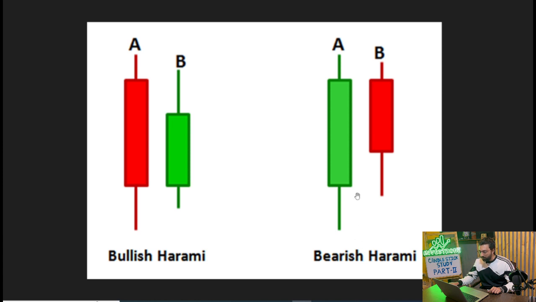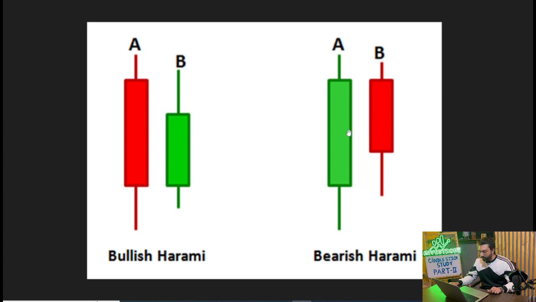So the second one is the bearish enemy pattern, in which you can see there is a large green candle, the bullish candle, and then there is a baby candle, the bearish candle. So this bullish one is the mother candle, and there is a baby candle, the bearish candle. You can see this type of pattern is called a bearish enemy pattern.